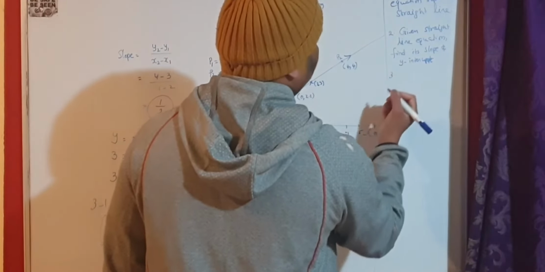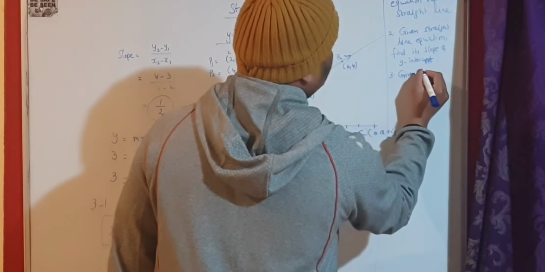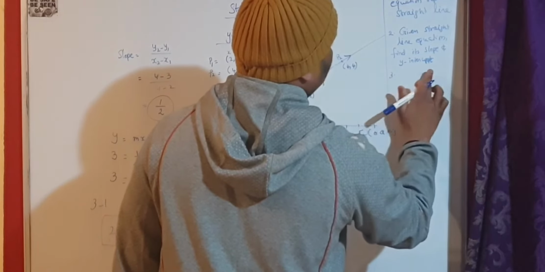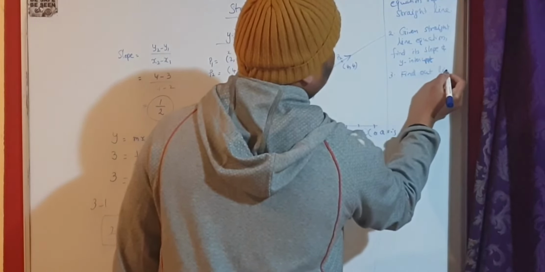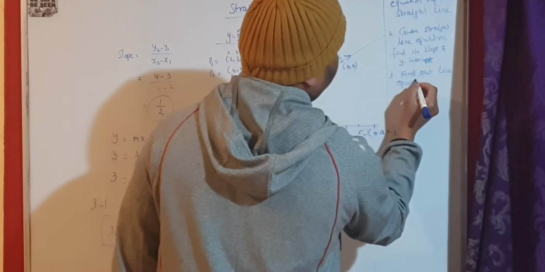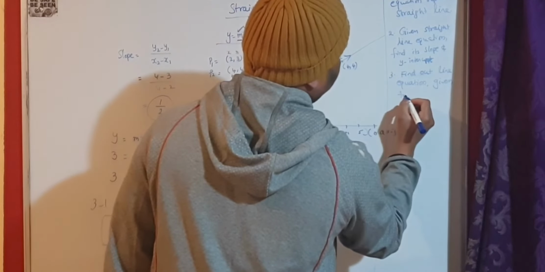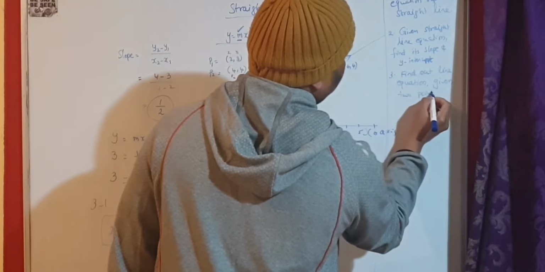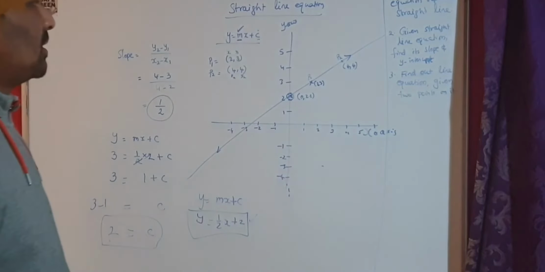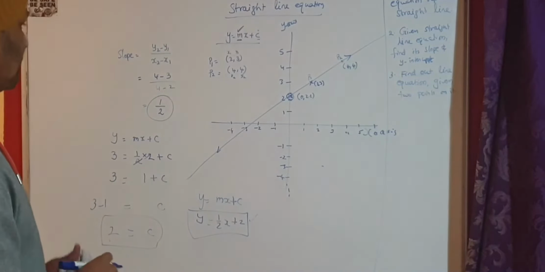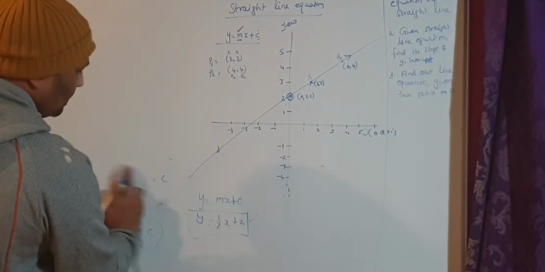So, what did we learn? Given two points, we learned how to find the line equation. We learned those three things. And we move on to the next topic.